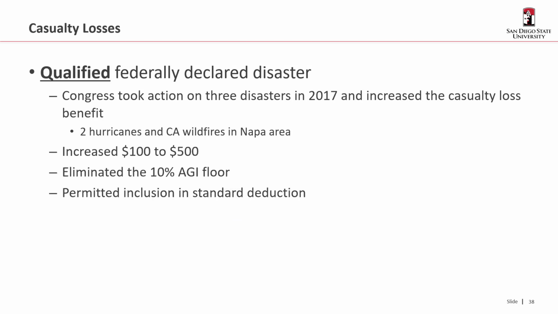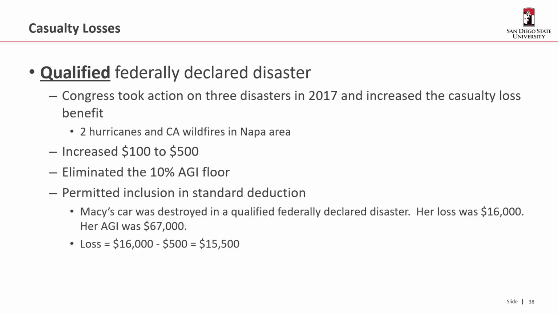So if it was one of these qualified federally declared disasters, the floor was increased from $100 to $500, right? So the amount had to be larger, but it got rid of the 10% AGI floor. And more importantly, you could include it as part of your standard deduction. So this was a significant expansion of the casualty loss rules for individuals because it permitted them no AGI floor and to take that loss whether they itemized or not.